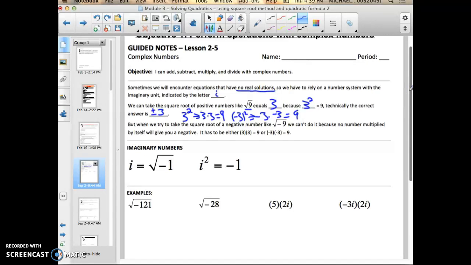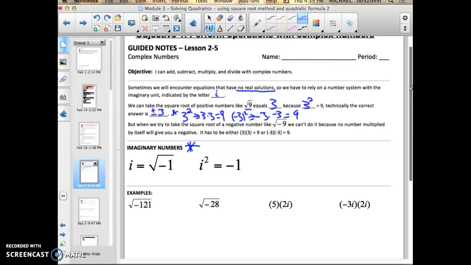But when we try to take the square root of a negative number, like the square root of negative 9, let's say, we can't do it because there's no number that exists that when multiplied by itself will give you back that negative. Like in this situation, it either has to be 3 times 3 equals 9 or negative 3 times negative 3 also equals 9. That's why the imaginary number system had to be created by mathematicians long, long time ago.